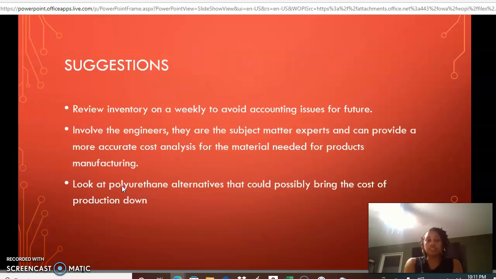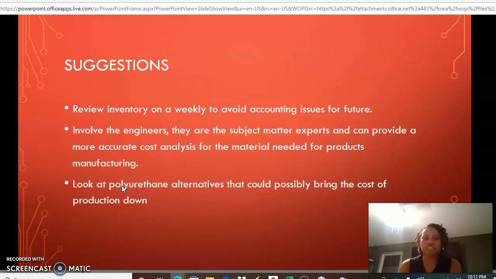So my suggestions to Parsi: review inventory on a weekly basis, and that way he can avoid any accounting issues in the future. This is just so he always knows how much inventory he has, and there's less room for error.